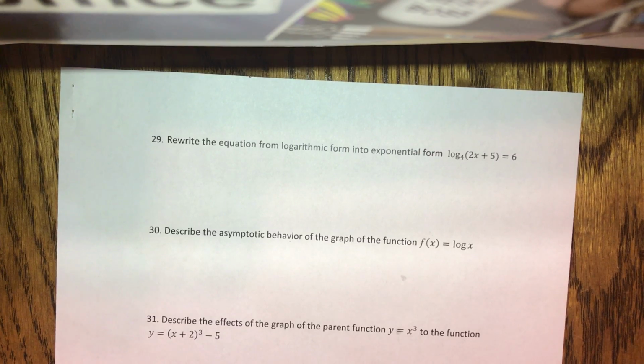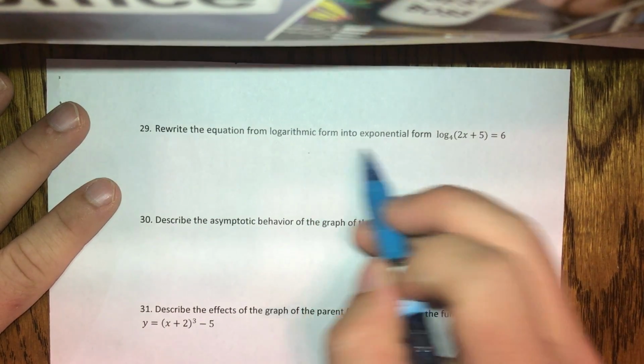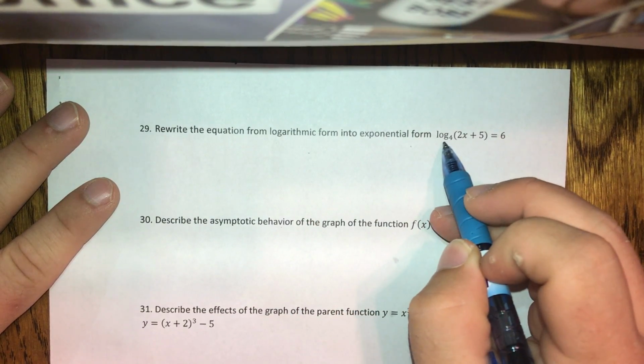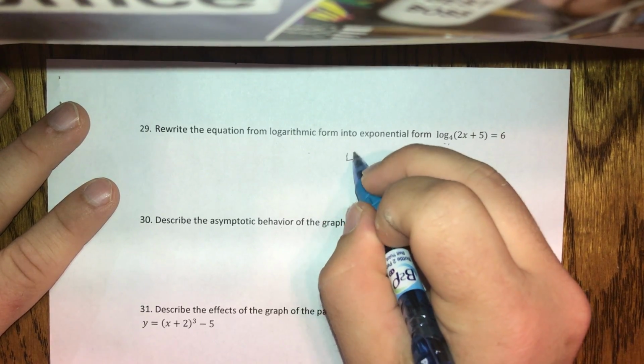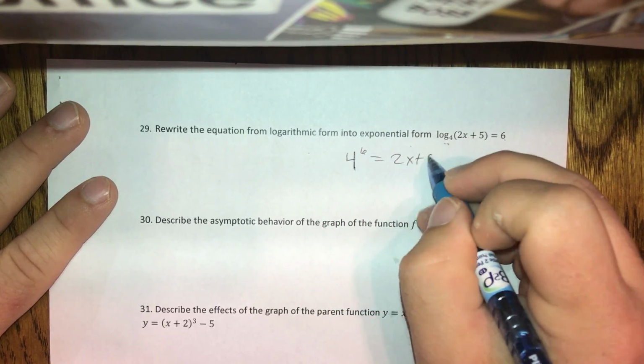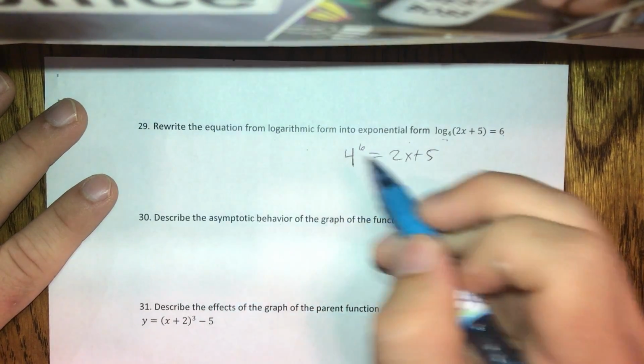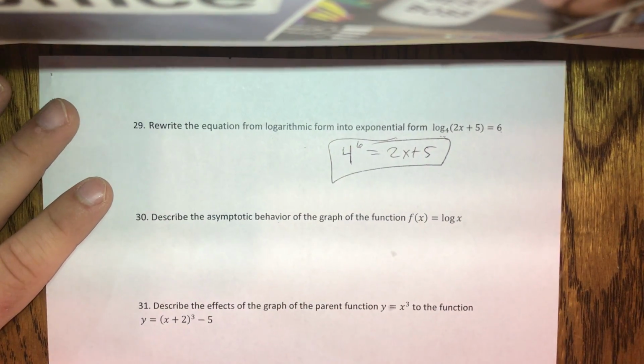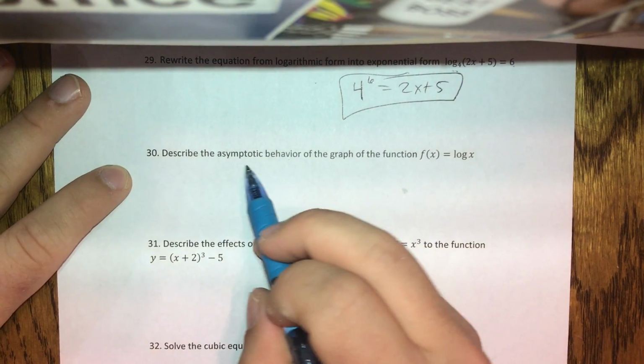And last page. We want to go from logarithmic to exponential. And so we're going to get rid of the log, change it to exponential. So my base is 4 raised to the 6th power equals 2x plus 5. It doesn't ask us to solve, just rewrite. And so that's it. Number 30, the asymptotic behavior.